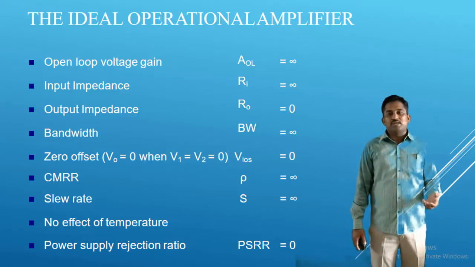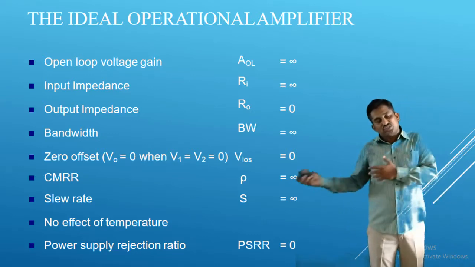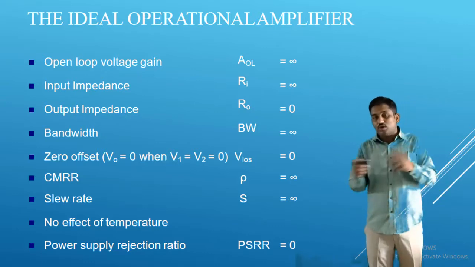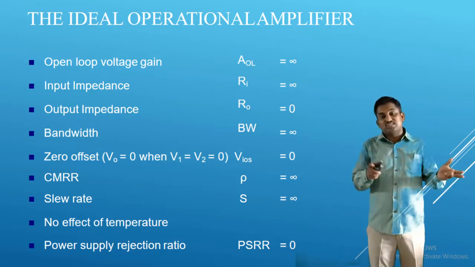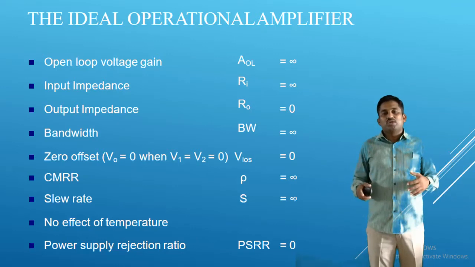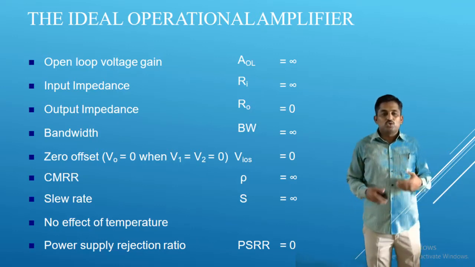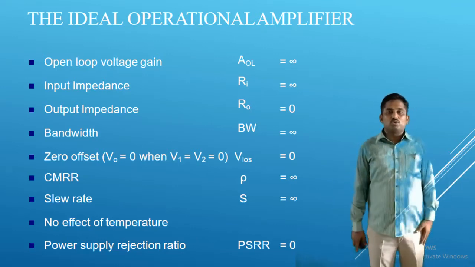Now output impedance. Why? Because output impedance is equal to 0. This is because the output voltage does not depend upon the output current of the op-amp. So output impedance will be equal to 0.